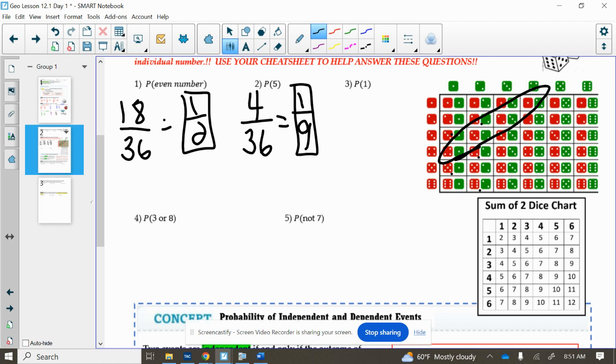The possibility that we roll a 1, as we kind of discussed before, the minimum that we can actually roll is 2, since we'd have 1 and 1. So this is 0 out of 36 options will give us a value of 1.